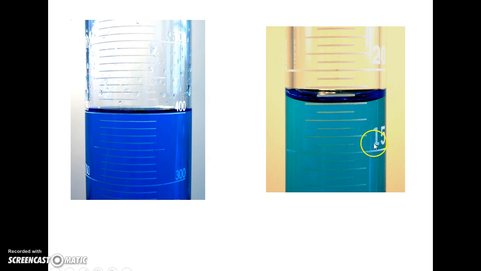So between 20 and 15, you have 1, 2, 3, 4, 5, 6, 7, 8, 9, 10 spaces. So 20 minus 15 is 5, divided by 10 spaces, that's 0.5. Each one of these spaces is worth 0.5. So that means 15, 15.5, 16, 16.5, 17, 17.5, 18 milliliters. Correct.